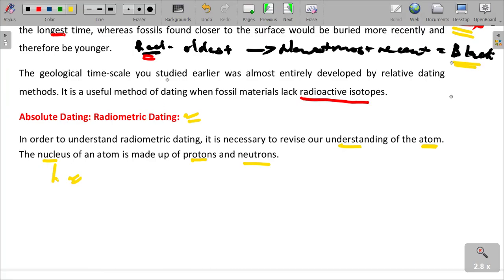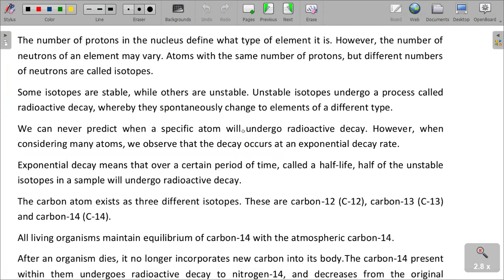What we need to understand is that the number of protons in the nucleus defines what type of element it is. However, the number of neutrons of an element may vary, meaning it is not constant.